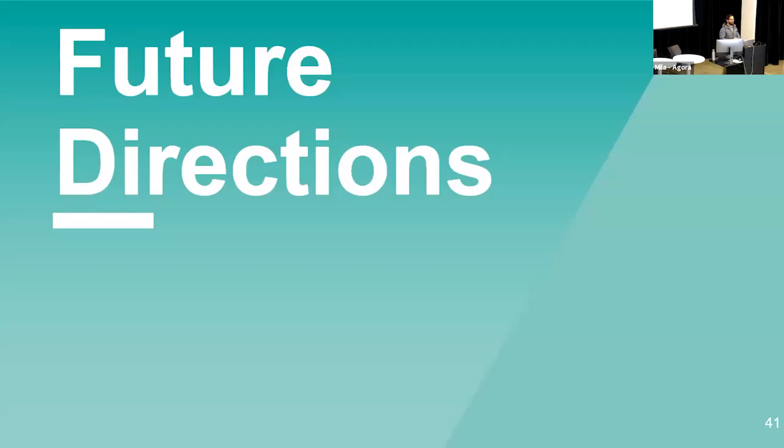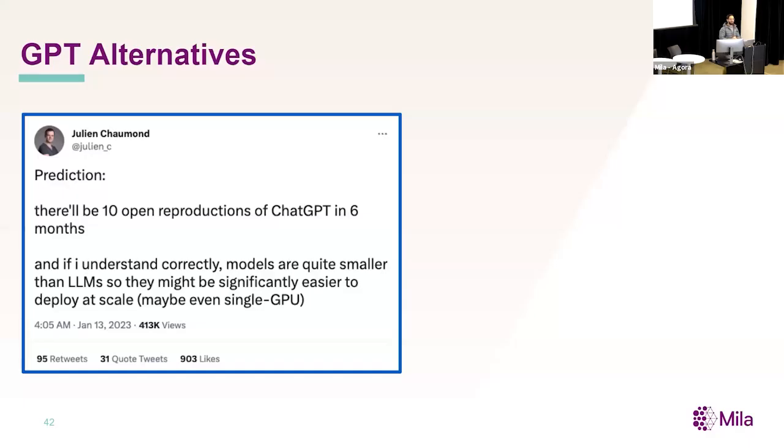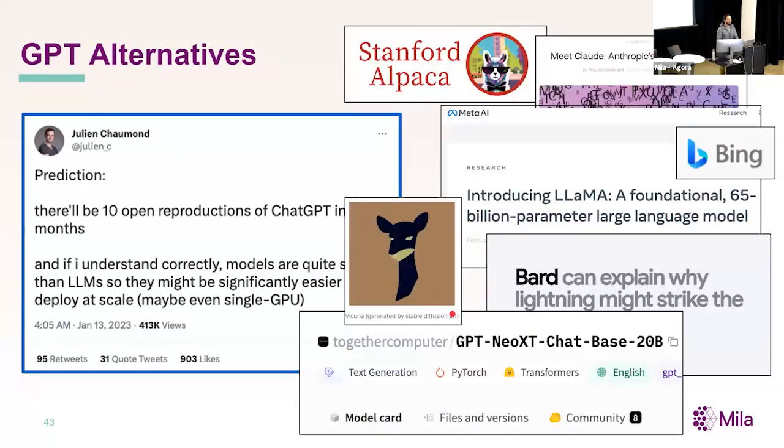Okay, so now some bits of future directions and where are we going next? So first things first, is ChatGPT the only thing out there? Are there some alternatives? So this tweet from Julien Chaumont, I believe the co-founder or CEO of Hugging Face. I'm not sure exactly which role, one of the two. So he tweeted back in early January a prediction. He said, there'll be 10 open reproductions of ChatGPT in the next 6 months. Now we're less than 6 months later, and there are already so many different implementations of ChatGPT, some open source, some not open source, some kind of open source.